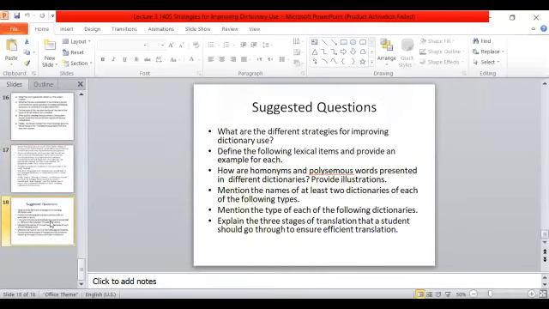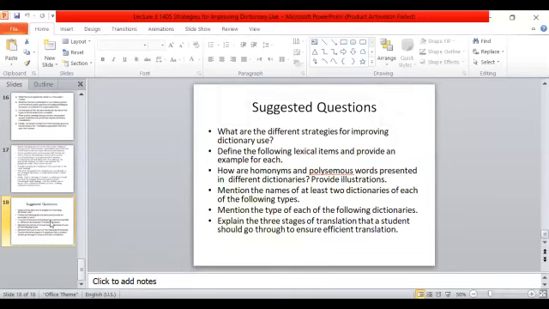Suggested questions. What are the questions that are suggested for the exams? You will find that some of these questions are practical exercises, while others are theoretical questions. What are the different strategies for improving dictionary use? We have said 4 strategies.